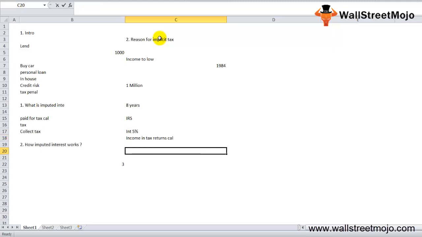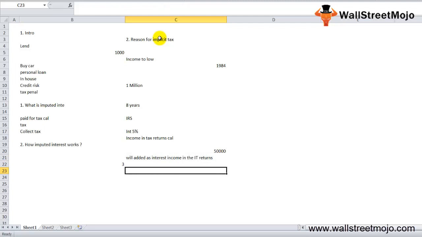Okay, so in this scenario, $50,000 will be added as the interest income in the IT returns sheet for the couple, even though not a single penny was paid by the child explicitly.